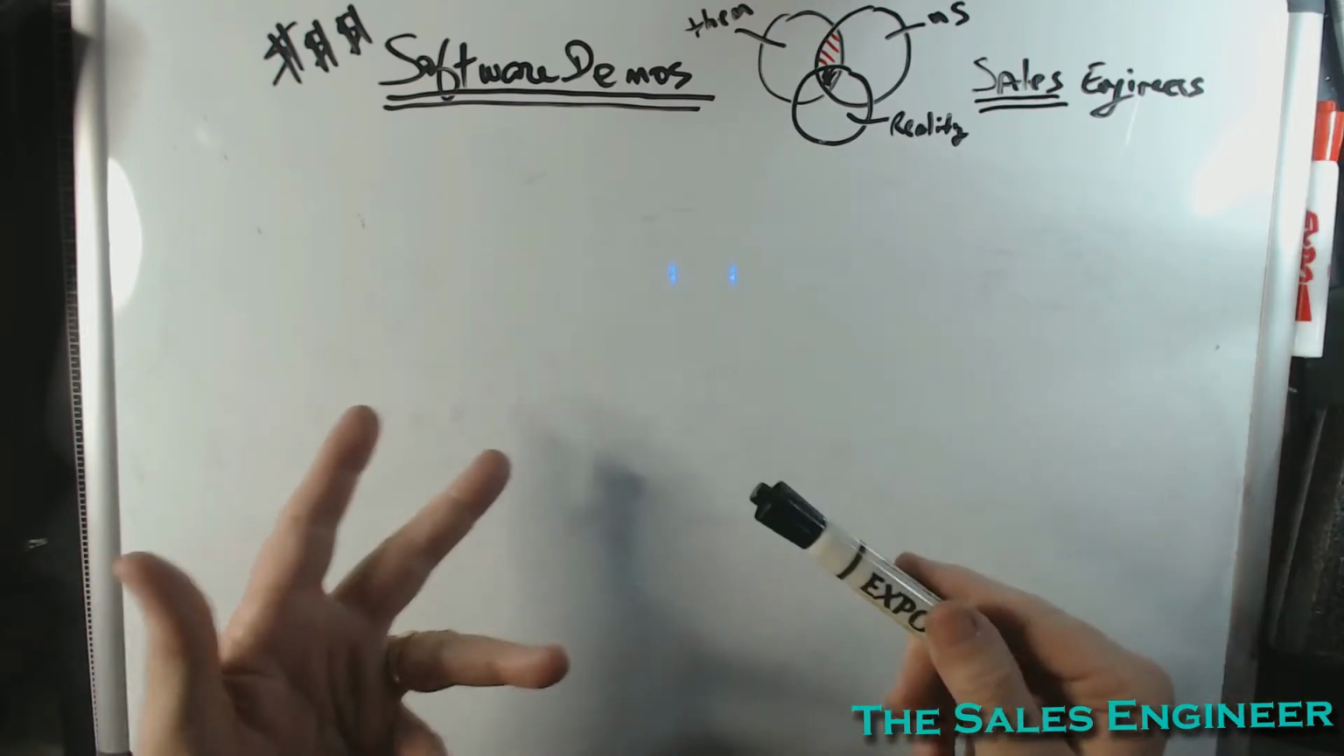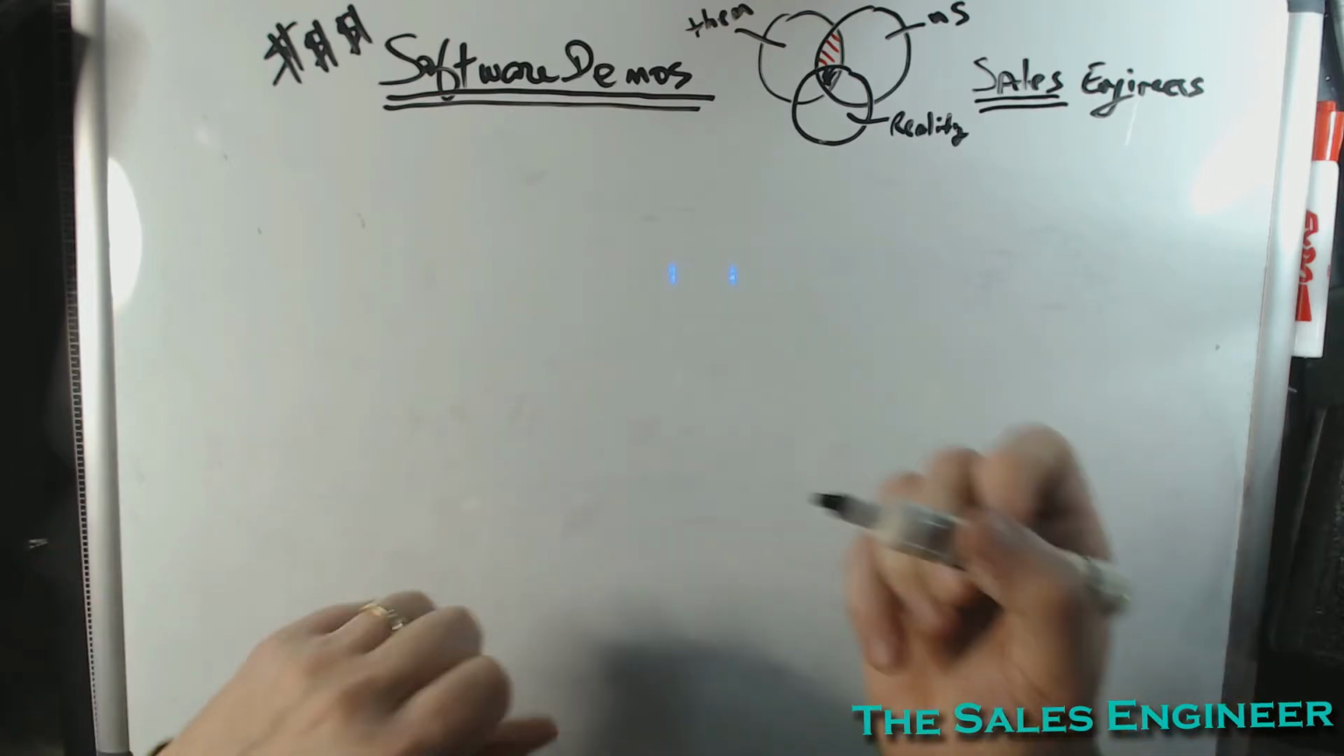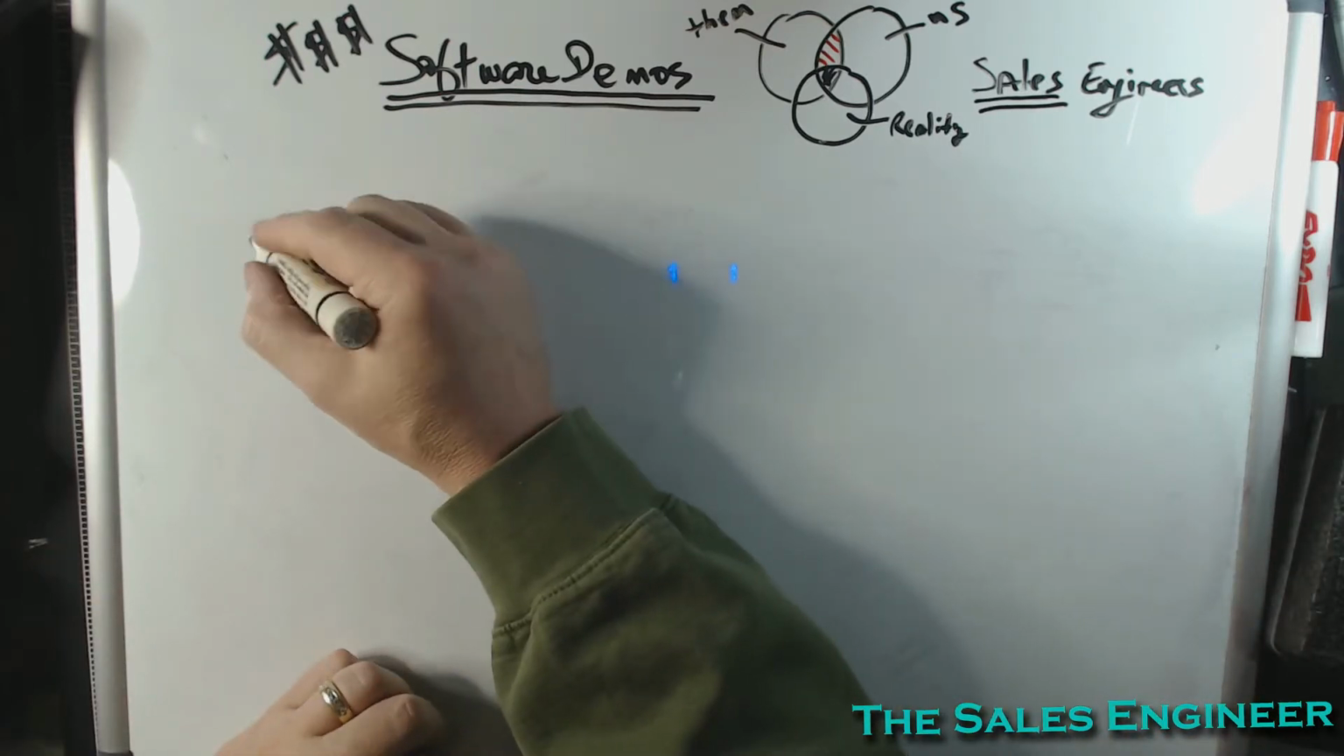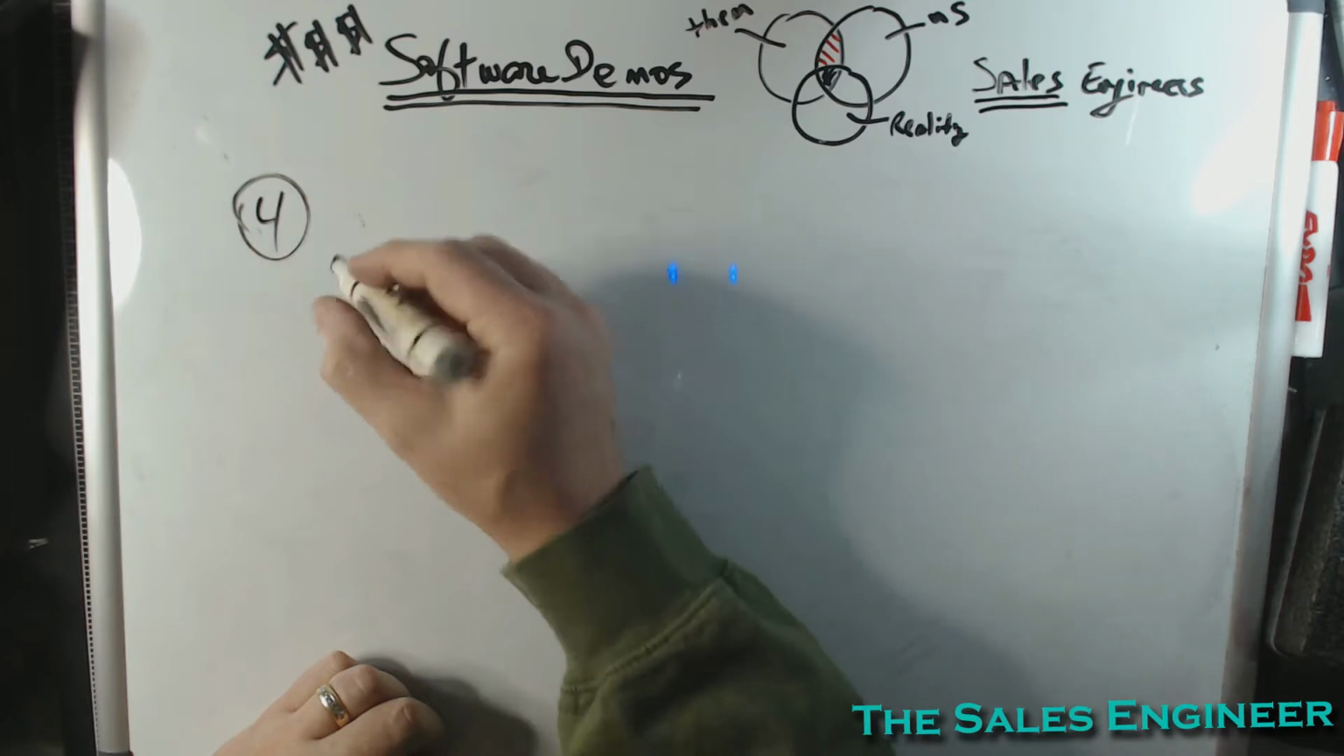Man, do I have no markers that work? In qualification, what's this? 1, 2, 3. We're up to 4.